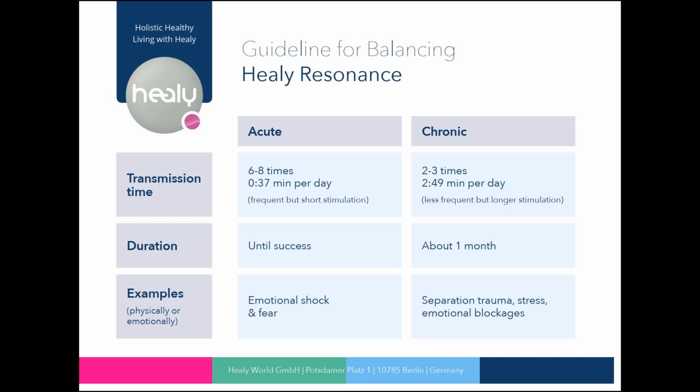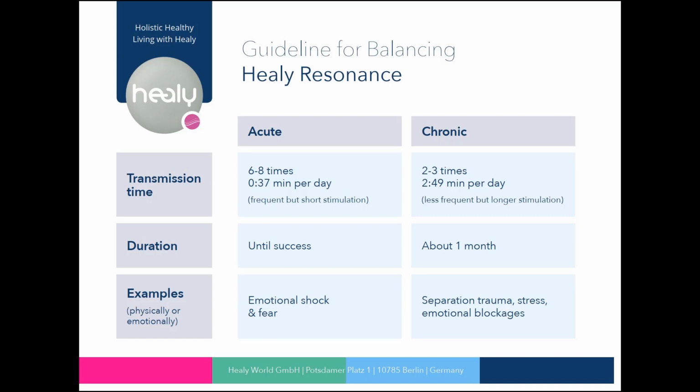The lists for chronic topics are usually sent less frequently, but for a longer period of time. In these cases, you can send a list 2 to 3 times per day into the client's information field for 2 minutes and 49 seconds for about a month. If the condition of the client shows little change after this period, you can activate an additional analysis list, again for 1 month.